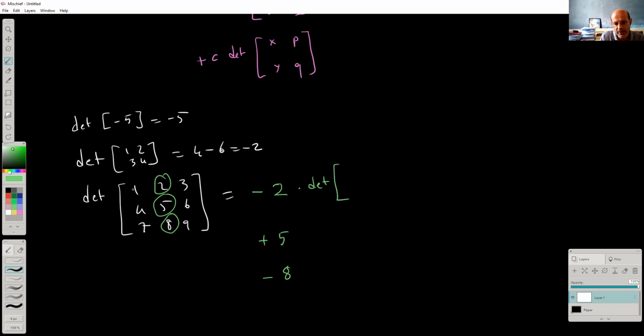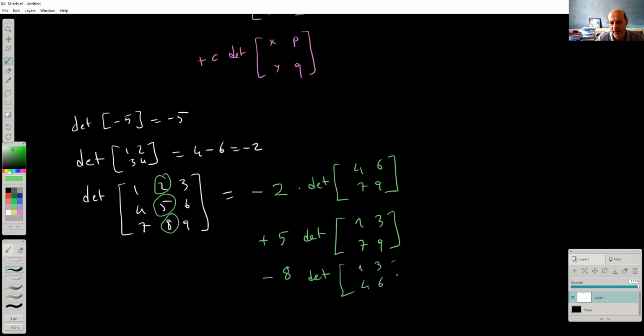Then I write down the determinants. For 2, I'm going to drop this row and column, so it's the determinant of 4, 6, 7, 9. And this is the determinant of 1, 3, 7, 9. And that's the determinant of 1, 3, 4, 6. Okay, so let me not compute this.